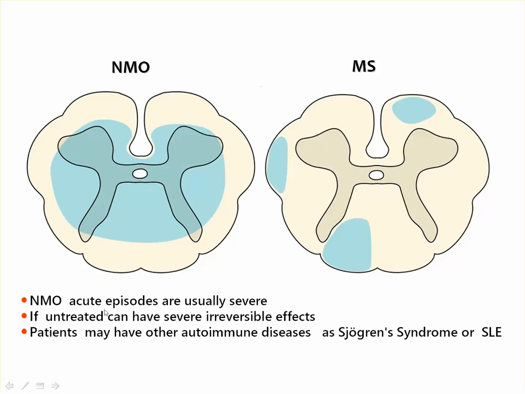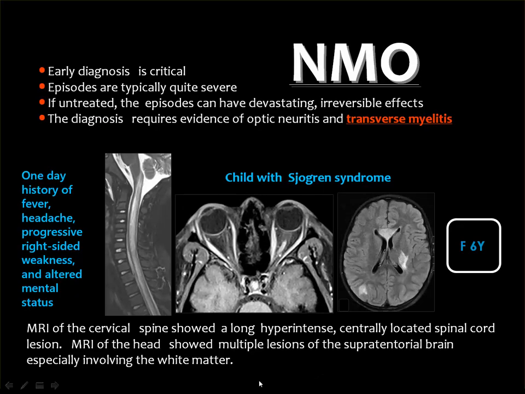Neuromyelitis optica acute episodes are very severe, and if untreated will lead to severe irreversible effects. The patient with neuromyelitis optica may have other autoimmune diseases, especially Sjögren's syndrome.